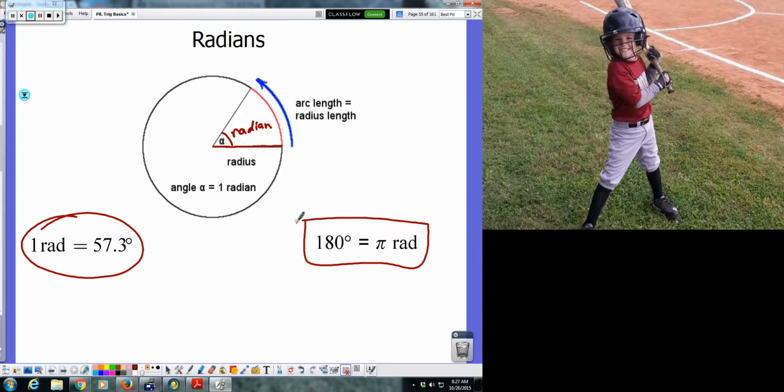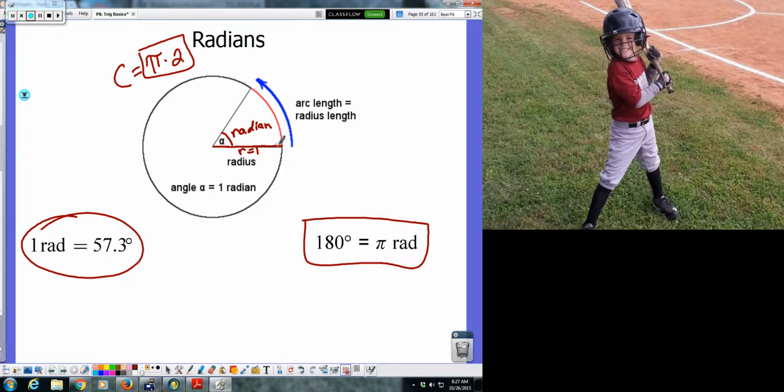Here's the important part. Let's make this make sense to you. What if this has a radius of 1? If this has a radius of 1, if you remember from geometry, circumference is equal to pi times diameter. If the radius is 1, the diameter would be 2. So the distance around this thing would be 2 pi.